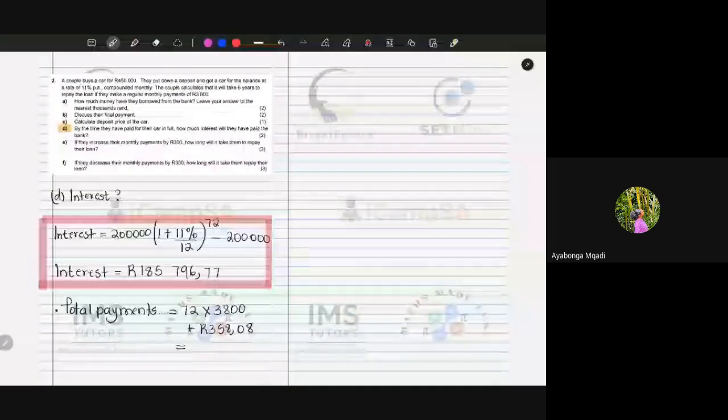$273,958.08. 250. 273,958.08. So these are the total payments that we made to the bank. Do you guys see what is going on?